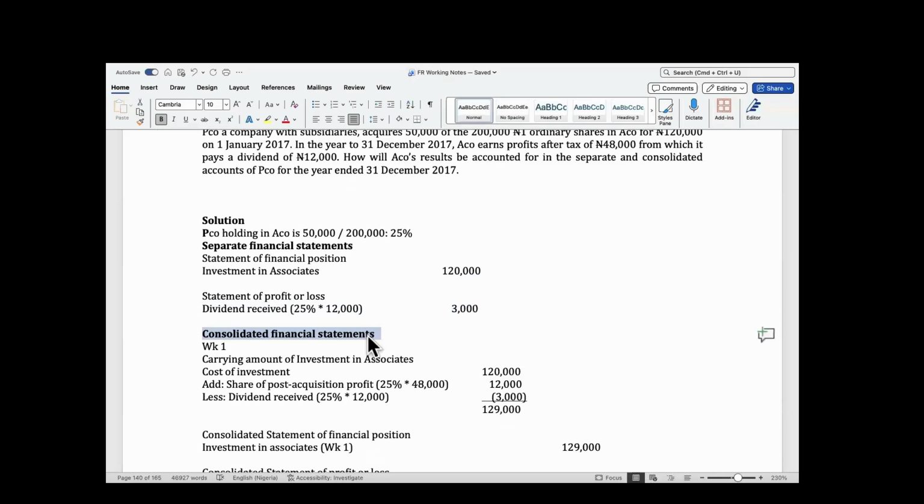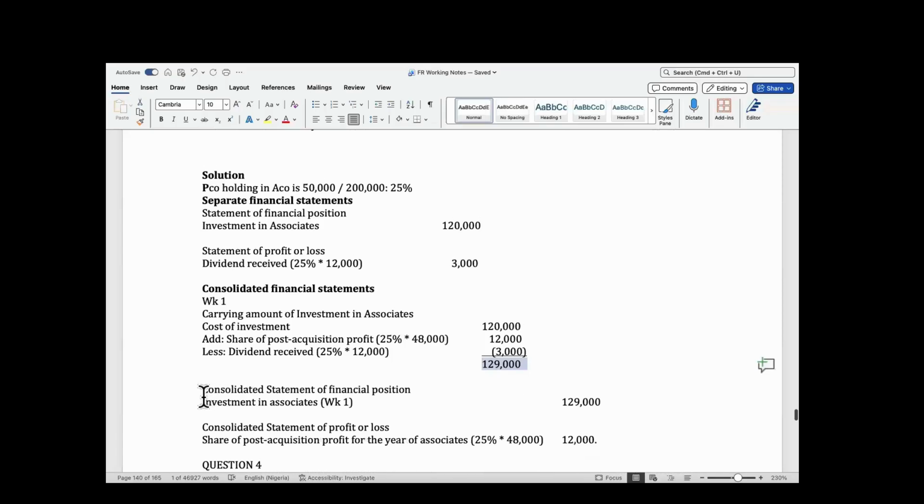In the consolidated financial position, you would have the carrying amount of investments, which is cost of investment, 120, plus share of profits, 12,000, less dividend received, 3,000. We have 129. Which therefore means that in a consolidated statement of financial position, I'll have investment in associates, 129. In a consolidated statement of profit or loss, I get my share of profits, 12,000. 25% of that, which is like this one. So it recognizes 12,000.